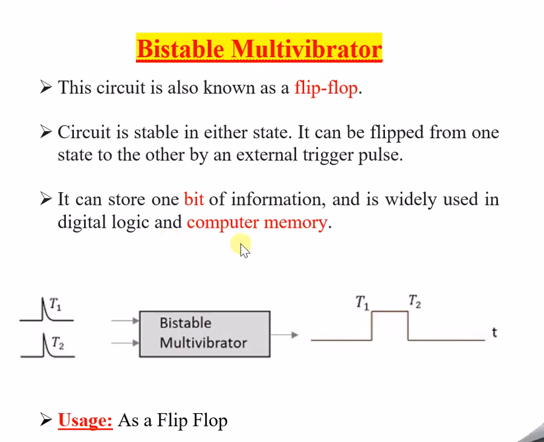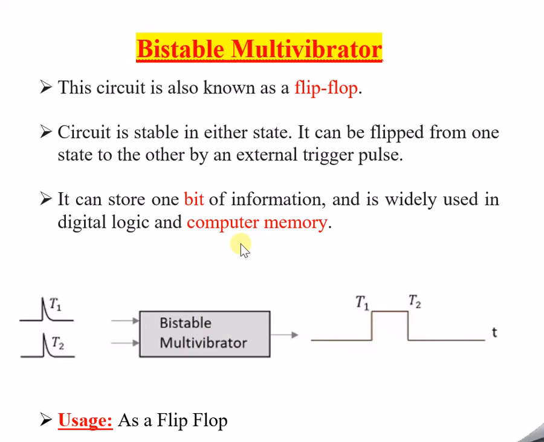Digital logic has a lot of applications, because there are many applications of flip-flops. There are many types of flip-flops, such as the JK flip-flop, D flip-flop and T flip-flop, and many types of counters as well. In counter design and all these, we need flip-flops. Since the bistable multivibrator is also called a flip-flop, it can definitely be used in digital logic, meaning logic design circuitry, and in computer memory also.